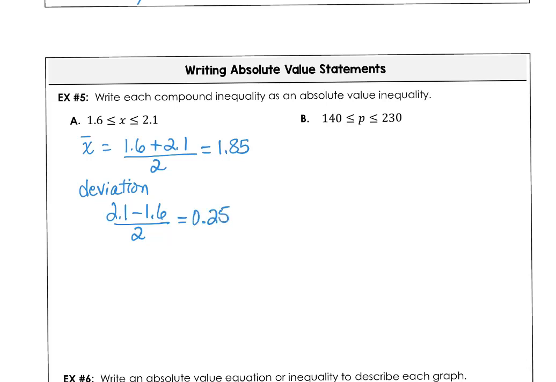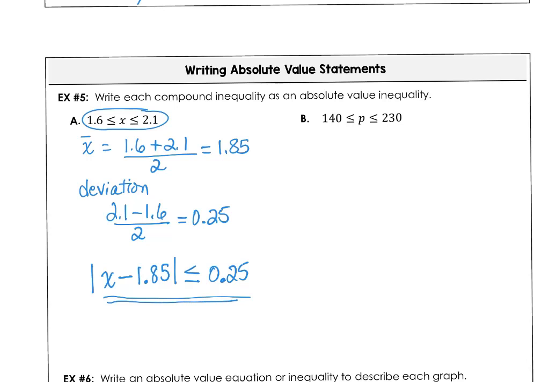That's our deviation. So the way to write the inequality is to say the absolute value of x minus our middle term, 1.85, has got to be less than or equal to a quarter. And we knew that because this original statement was written like a conjunction. It's an and statement. So give letter B a try and then come back to meet me when you're finished.